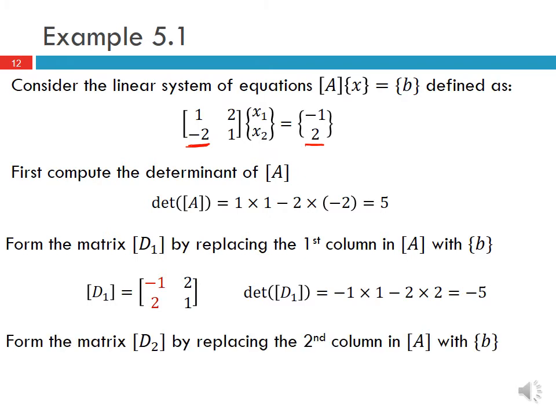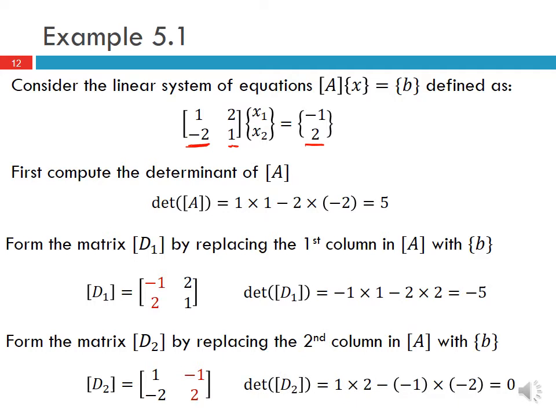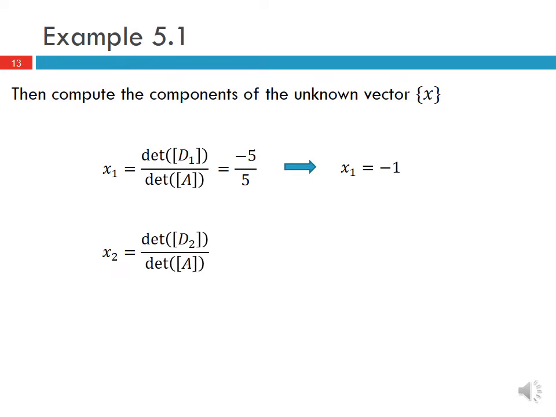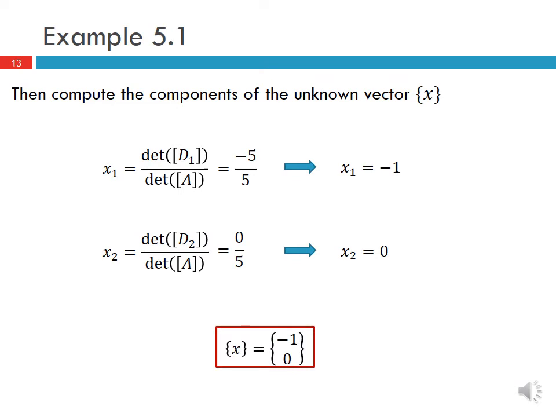Then I form the matrix D2 by replacing the second column in A with b, as shown here. Then I find the determinant of my matrix D2, which is equal to 0. Then I can compute the components of the unknown vector x. x1 is the determinant of D1 divided by the determinant of A. This was -5 over 5, so x1 is -1. Similarly, x2 is the determinant of D2 divided by the determinant of A, so this was 0 over 5, so x2 is equal to 0. My result is that x is equal to -1 and 0, and you can plug this back into our original equation and verify that it works and we obtain the same value of b.